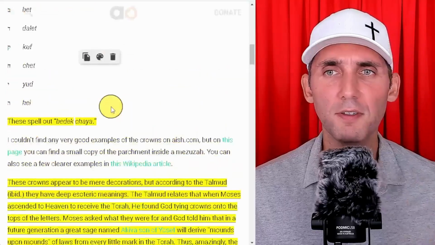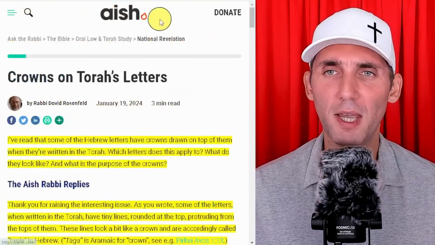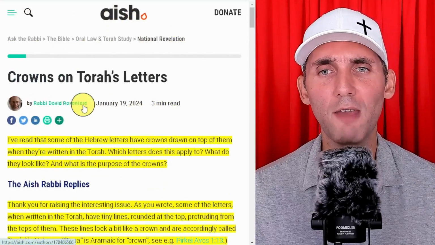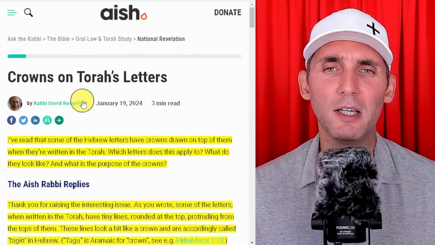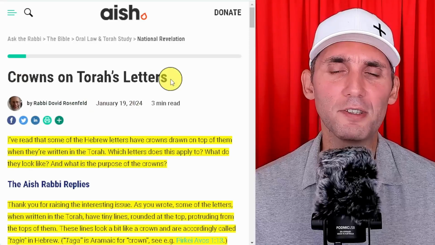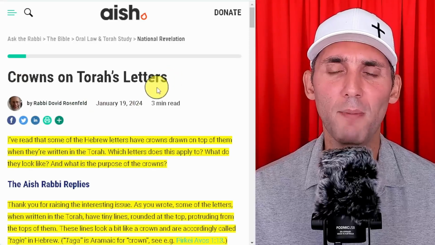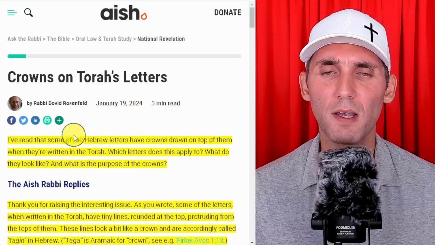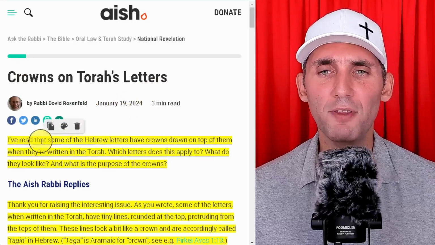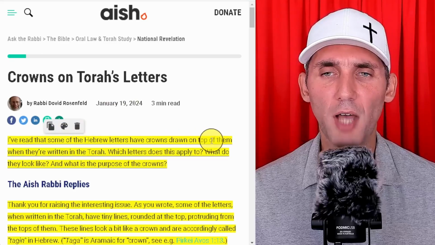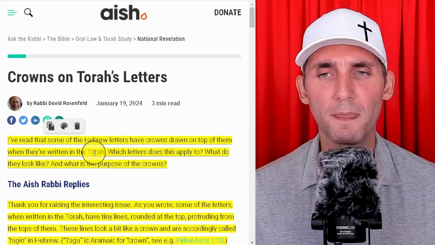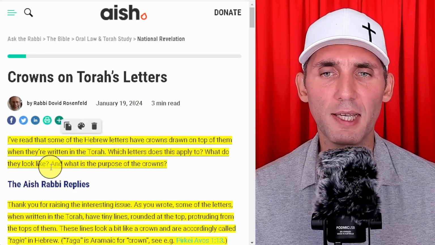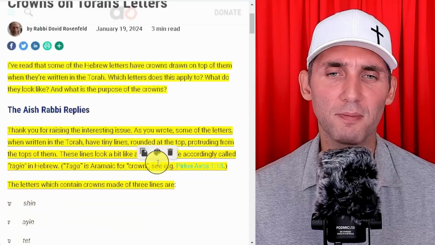Okay, one more. This is a good one. This is also from Aish, A-I-S-H, a lot of Jewish resources here, by Rabbi David Rosenfeld. Crowns on Torah's letters. Let's read what Rabbi Rosenfeld has to say. This is recent, from 2024. Question: I've read that some of the Hebrew letters have crowns drawn on top of them when they're written in the Torah. Which letters does this apply to? What do they look like, and what is the purpose of the crowns?